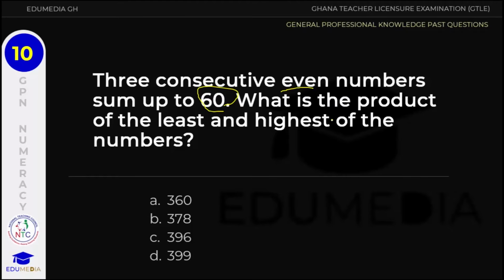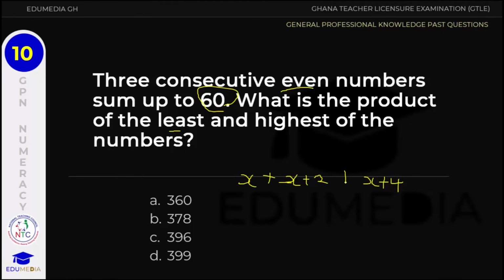So for these consecutive even numbers, let me take the least of them and represent that with x. Now, since they are even numbers, it means they are going to be multiples of 2. So x, the next number to come after x is supposed to be x plus 2. It's going to be increased by 2. The next one to come after this x plus 2 is supposed to be x plus 4. So these are the 3 consecutive numbers, increasing by 2.